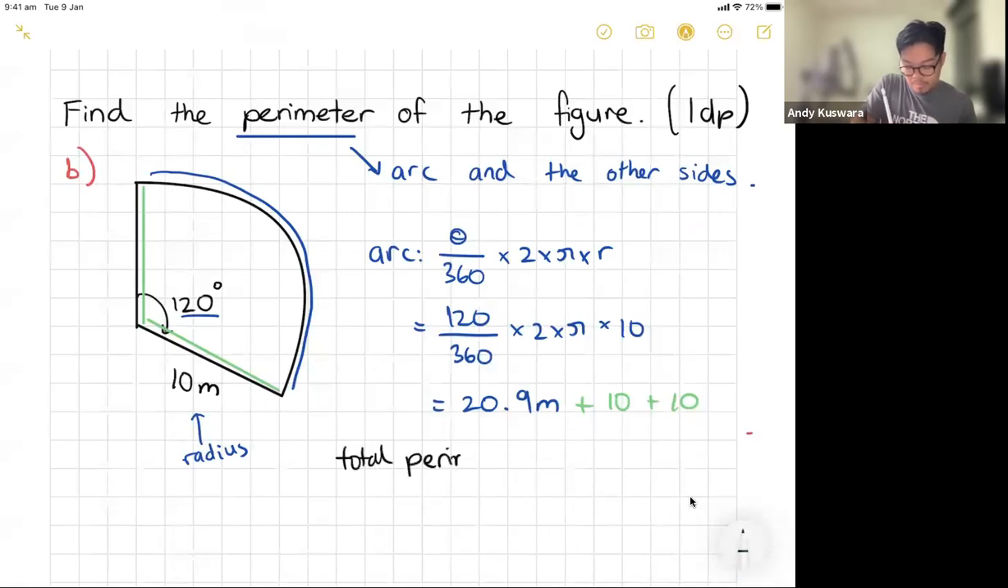perimeter would be 20.9 plus 10 plus 10, that gives me 40.9 meters. And that's how you'd find the perimeter of the figure.